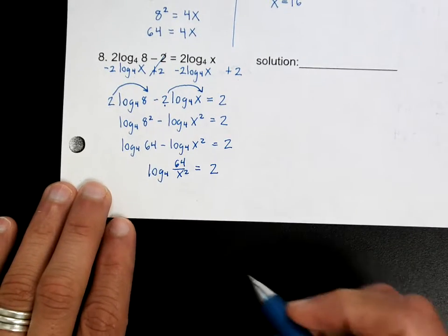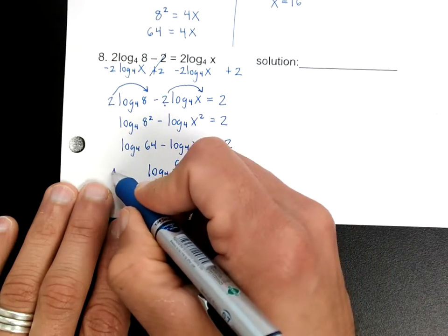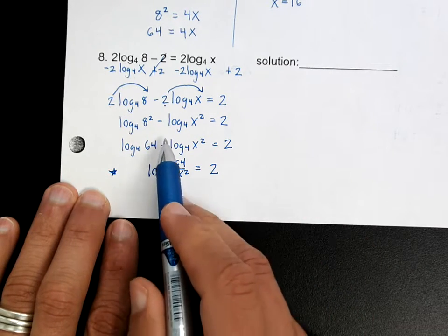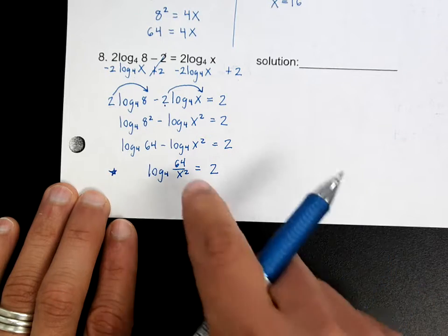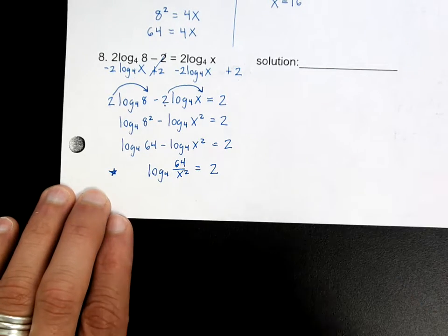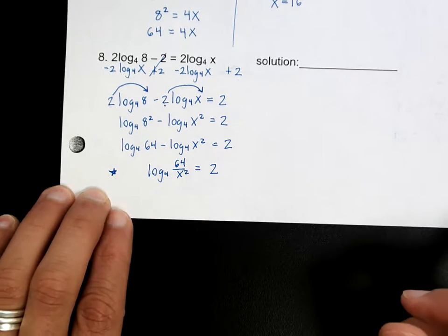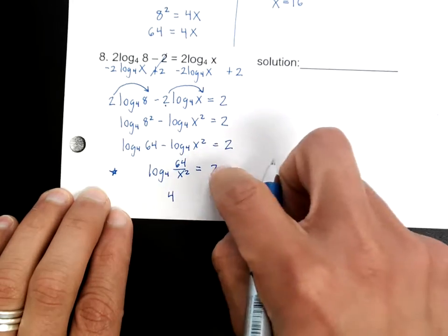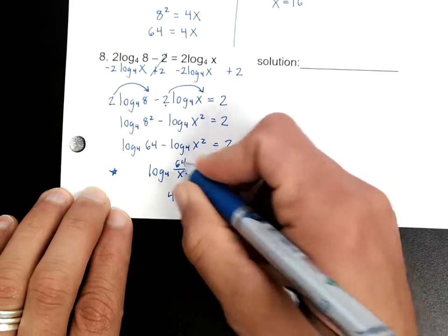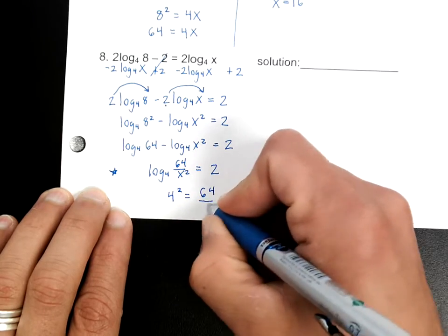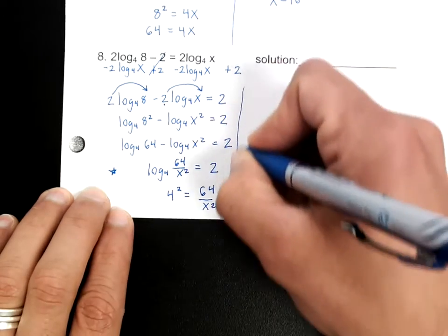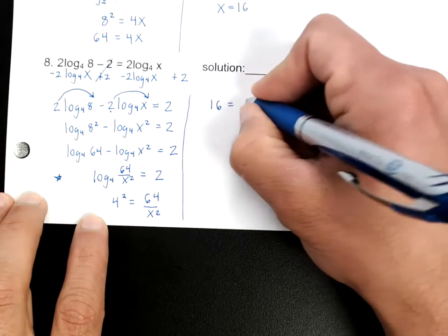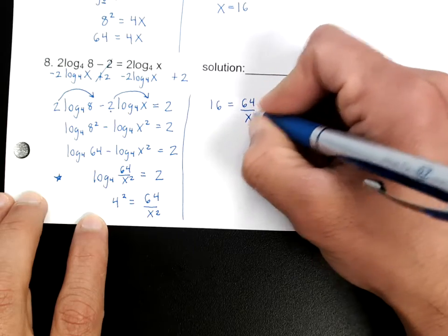So again, if you were asleep or not paying attention or were not here yesterday, this part right here is new, the step between here and here. Once you get to that point, it becomes a lot easier because it becomes like the first 5 examples that we did. This 4 becomes the base of your exponent, that 2 becomes the power, and I'm just going to rewrite that, 64 over x squared. Now I need to solve for that. 16 is equal to 64 over x squared, like that.